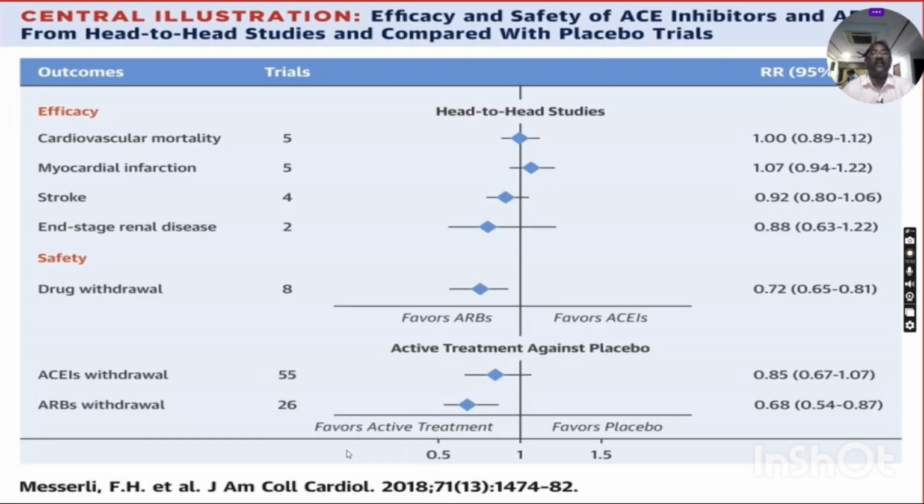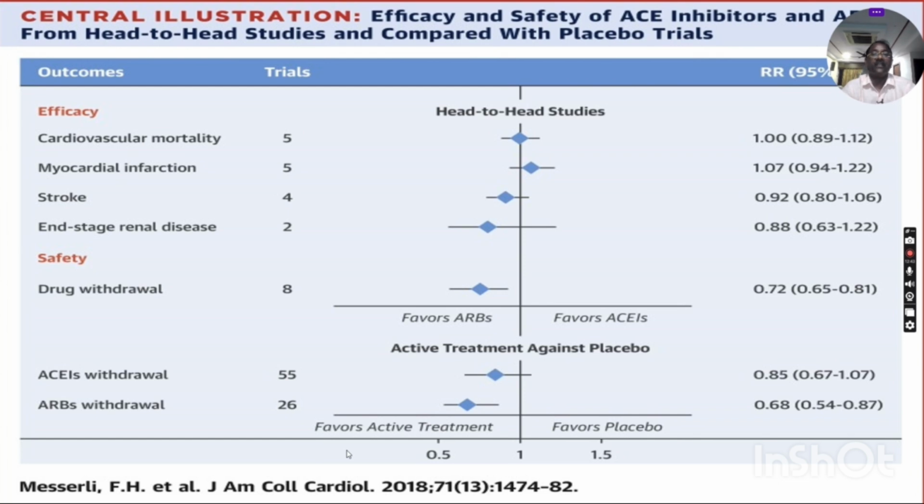See, there are different head-to-head trials. If you see the cardiovascular mortality, both are the same. ACE inhibitors and ARBs are the same. And when you see myocardial infarction, ACE inhibitors are more favorable when compared to ARBs. In the management of stroke, ARBs are much more superior. And in end-stage renal disease, ARBs are much more superior.